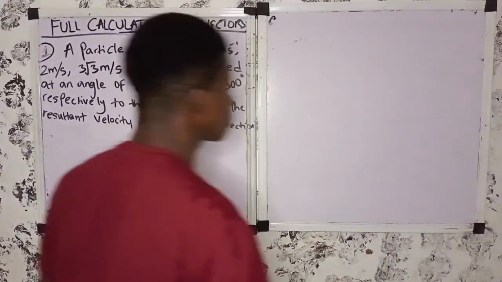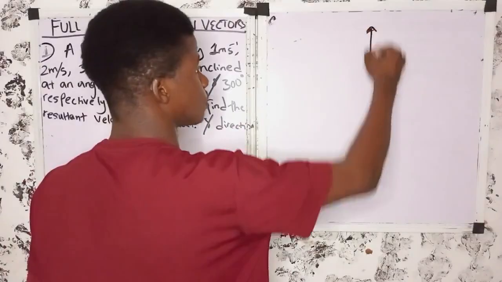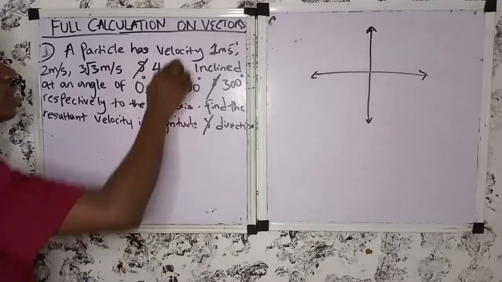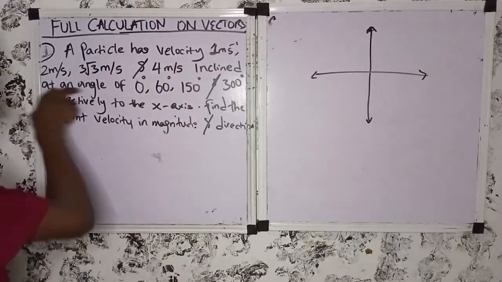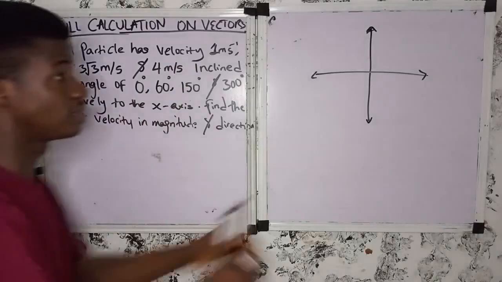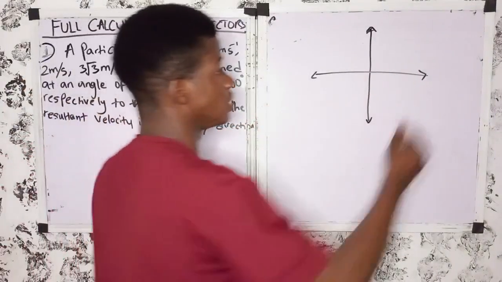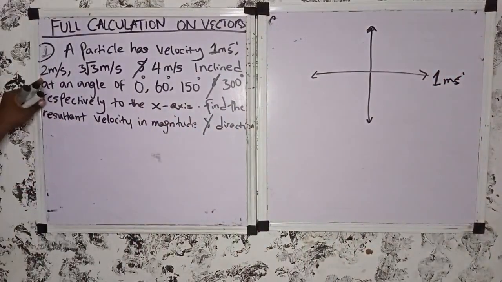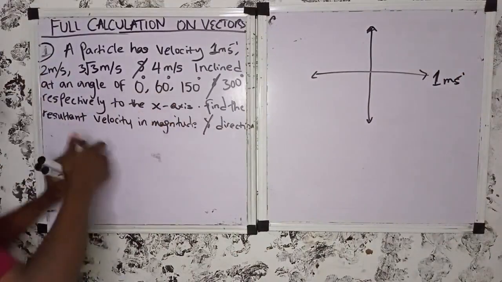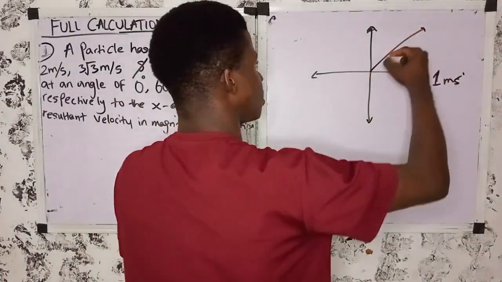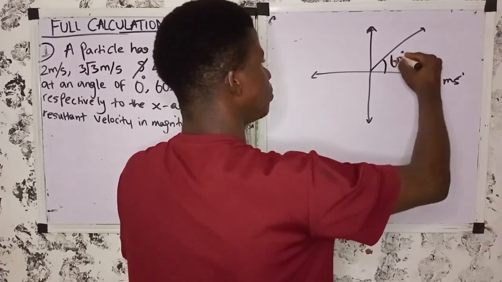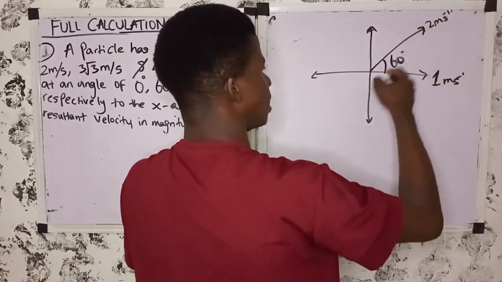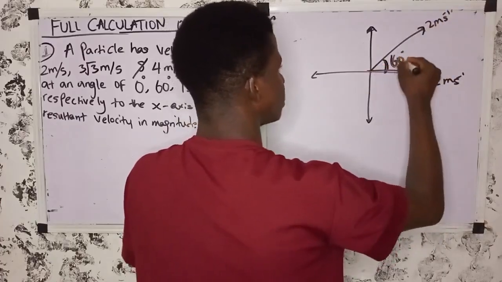Now they said a particle has velocity 1 meter per second at an angle of 0 degree. Remember this part is 0 degree, so the velocity here is 1. Then 2 meter per second inclined at an angle of 60 degree. So it will be something like this. Here will be 60 degree. The 2 meter per second is inclined at 60 degree, right? Yes.